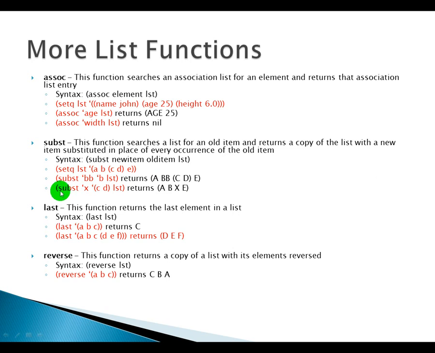Another example is we are substituting the value of CD in the list with an X. So it should give us A, B, and substitute the value of CD with an X. So A, B, X, E.